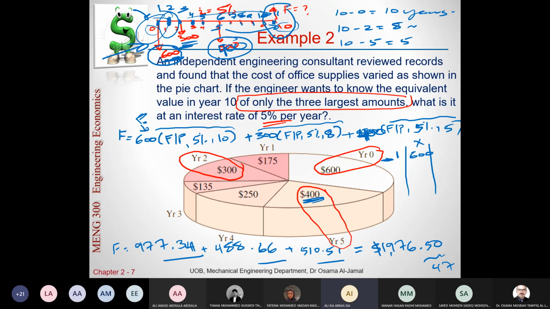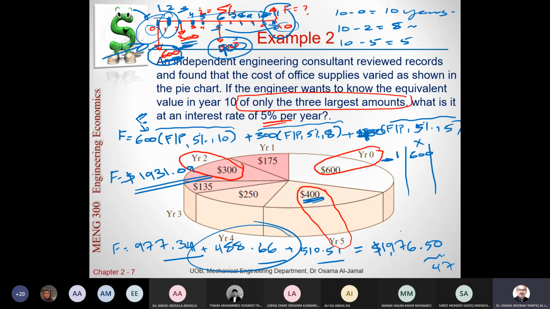On the NFV. NFV, yes. How much is the answer? 1931.09. So F here equals 1931.09, which means you have a wrong answer in there. Both of them are supposed to have the same answer.